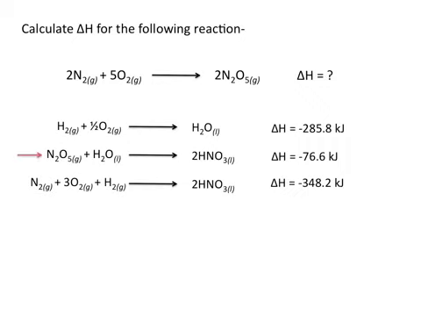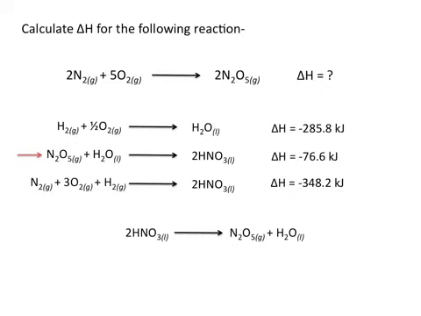And in this case you can see that N2O5 that's on the product side in our reaction of interest is in only one of the given equations. And you'll see that it's on the reactant side. So the first thing we need to do is to flip this equation around so that N2O5 is on the product side. The other thing we need to do is to multiply this equation by 2 because our reaction of interest has 2 moles of N2O5 on the product side.